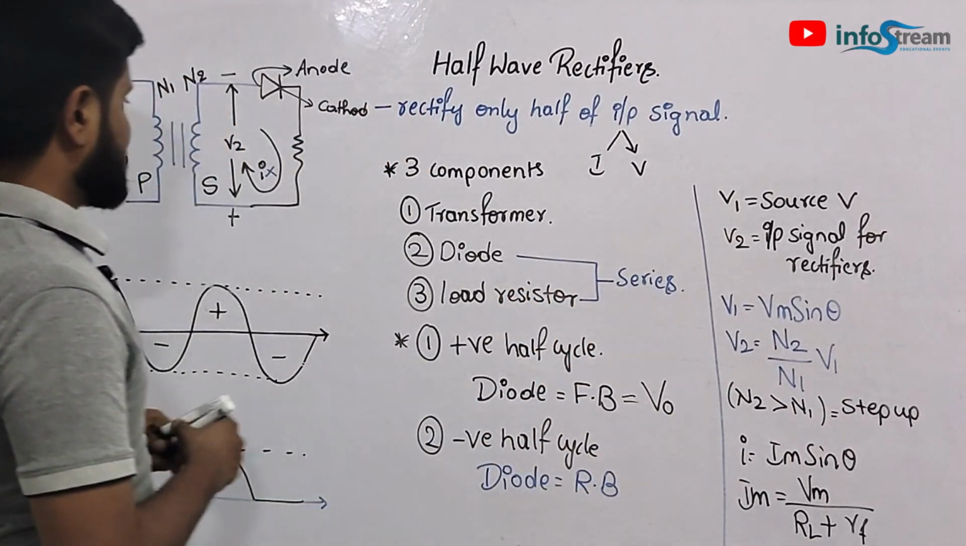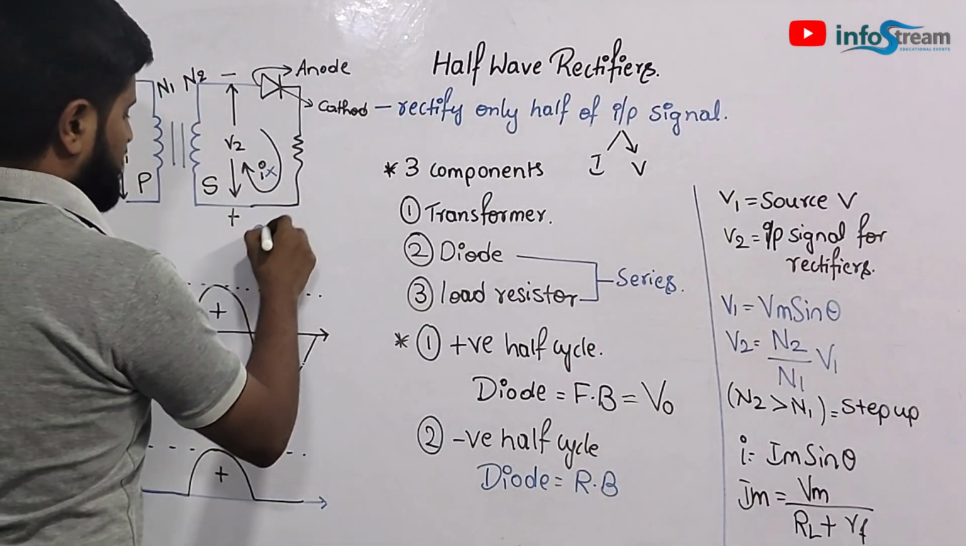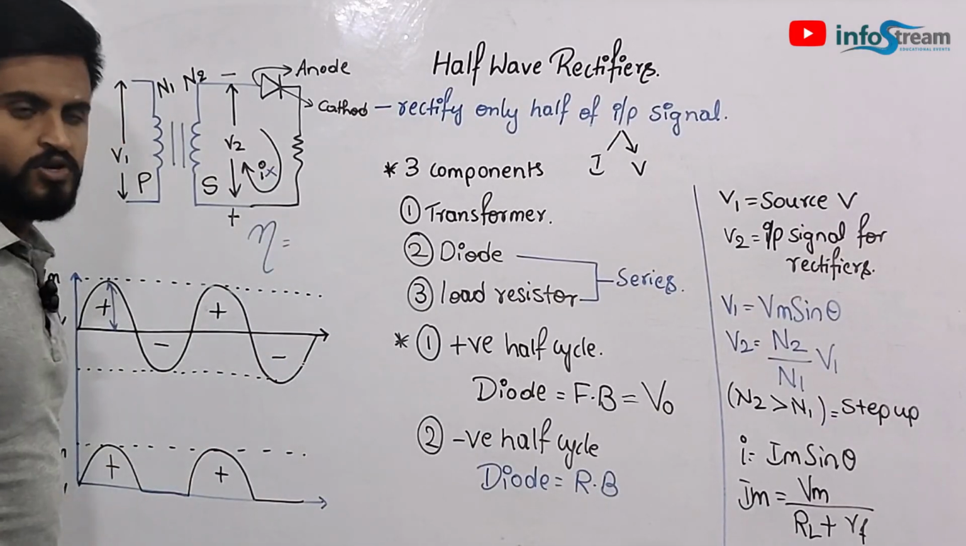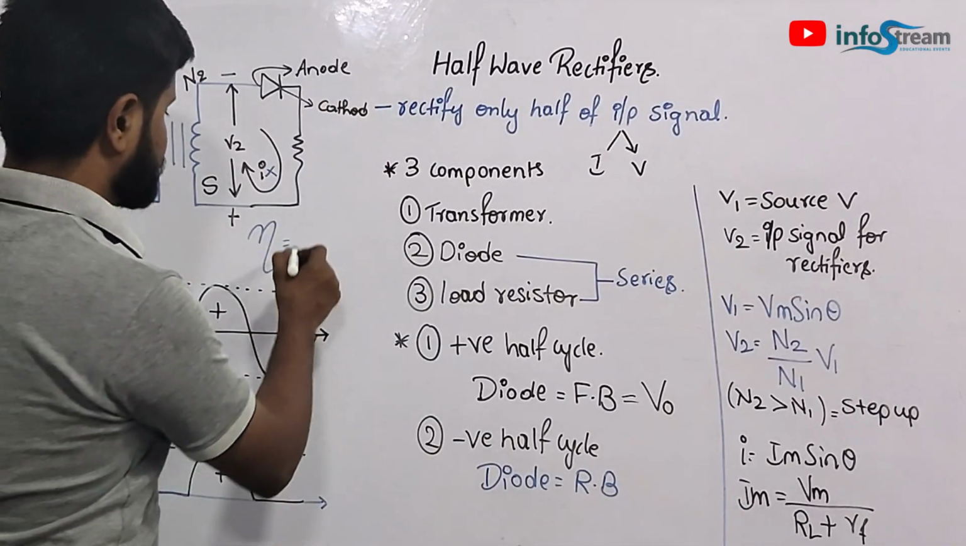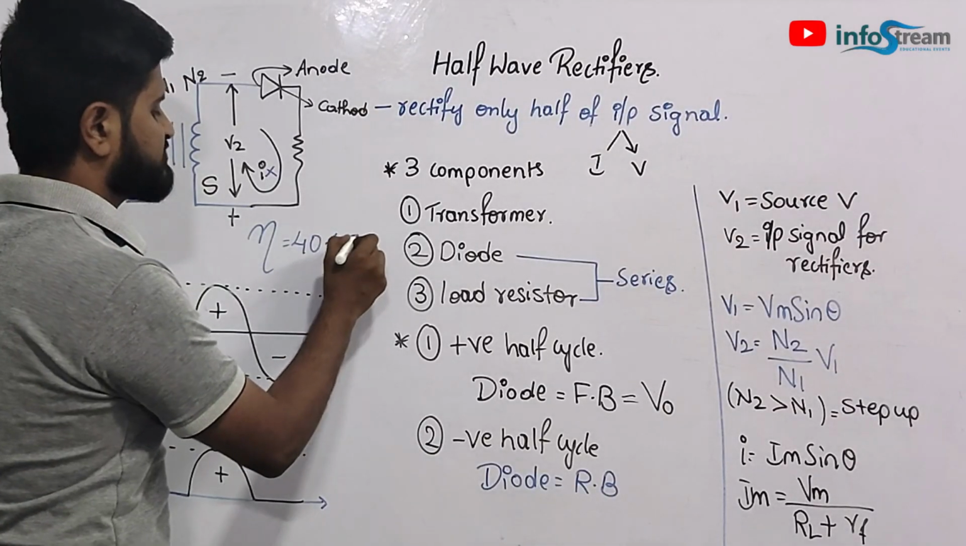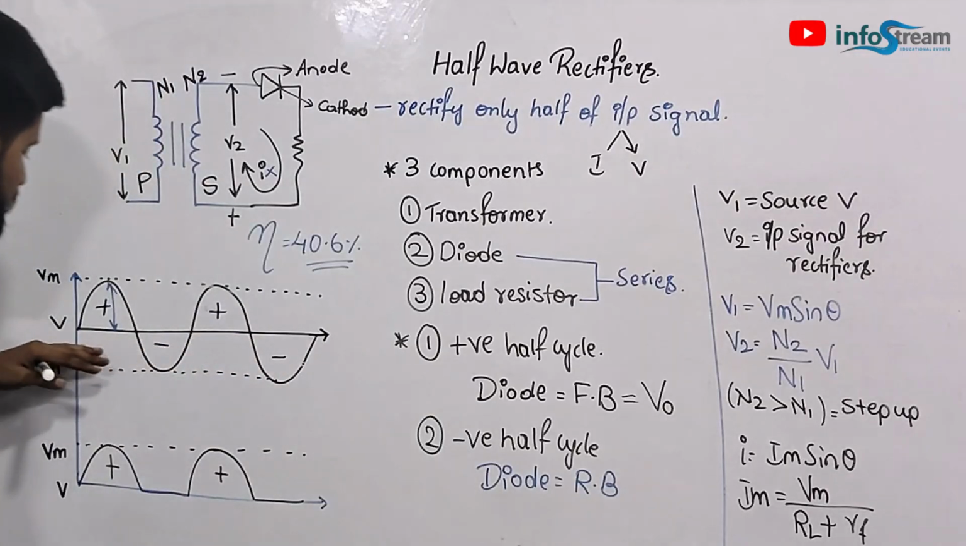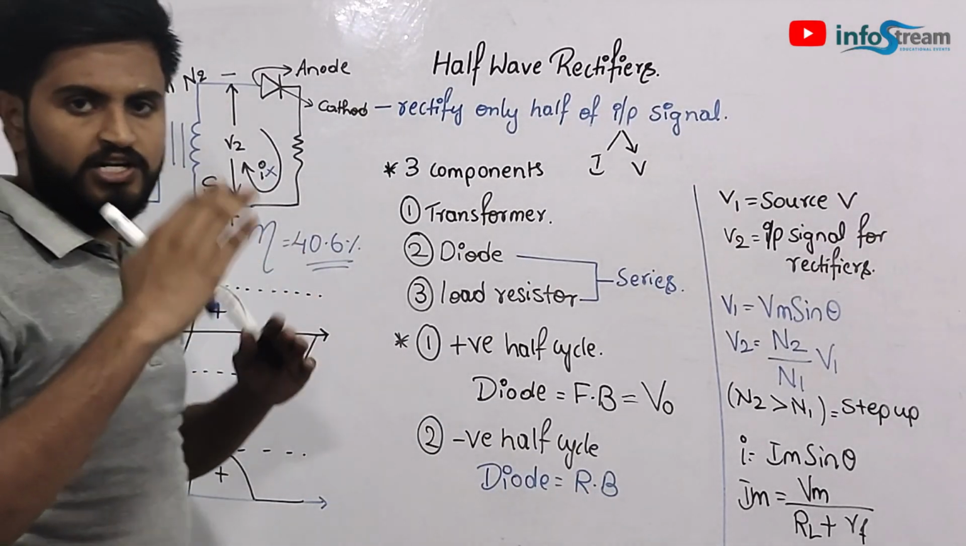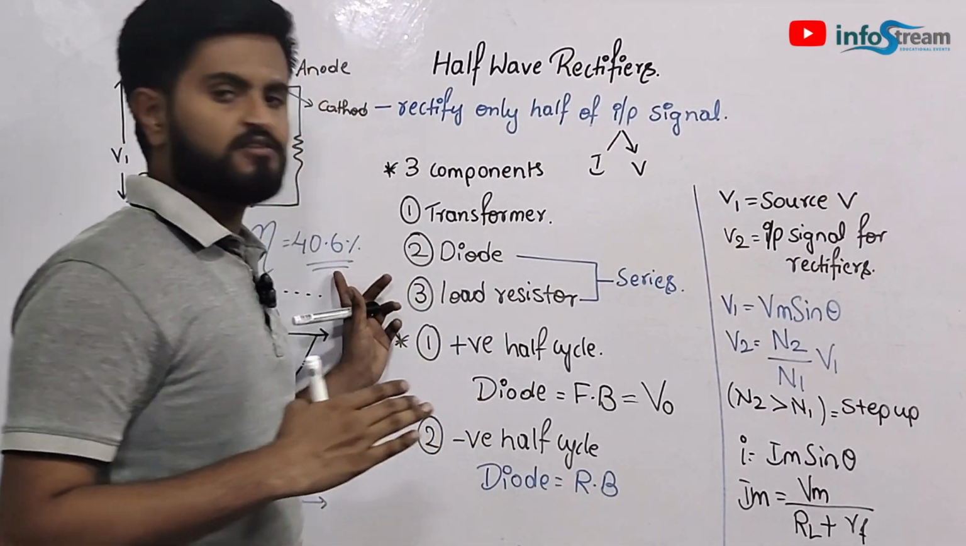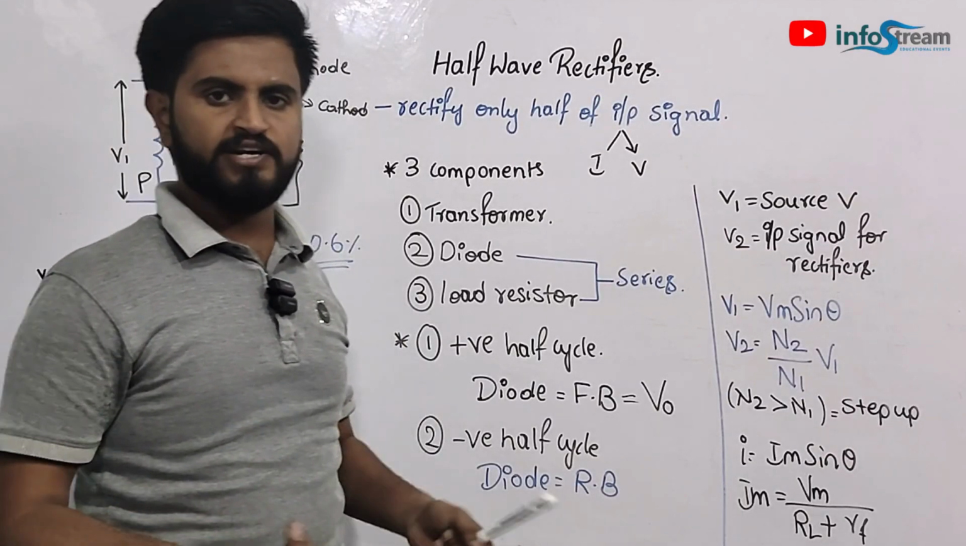If we move to the characteristics, the main part is the efficiency. The efficiency of the half wave rectifier will be equal to 40.6%. We know that it only rectifies the positive half cycle, so it must be around 40 to 50. So its maximum efficiency will be equal to 40.6%.